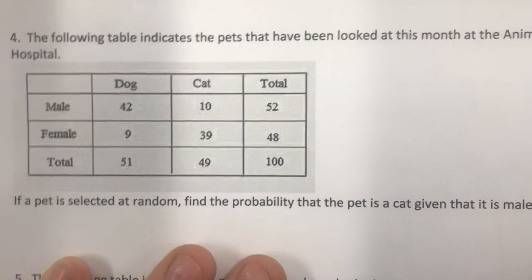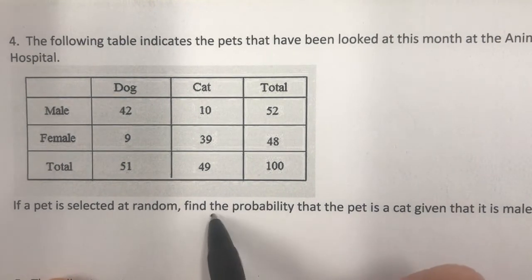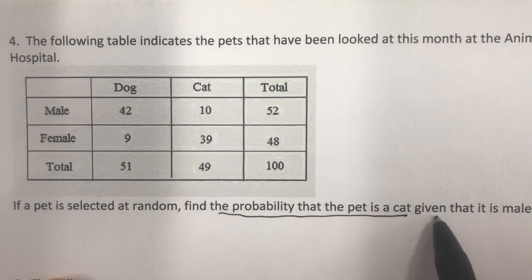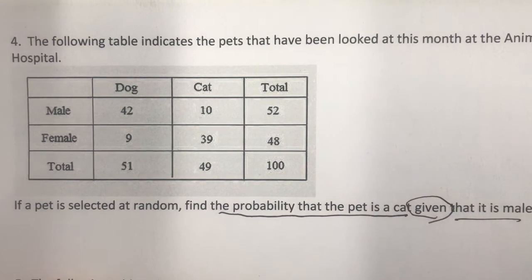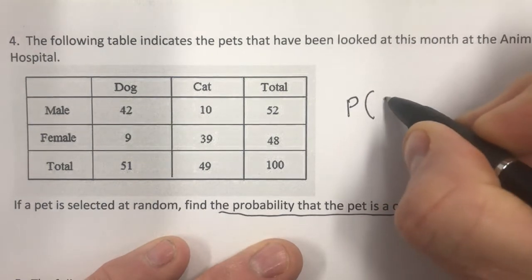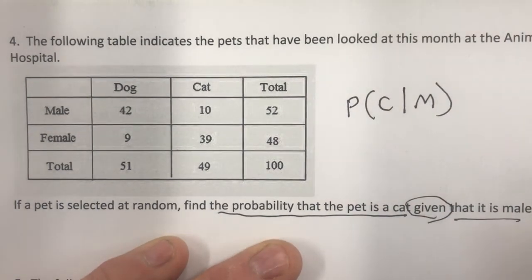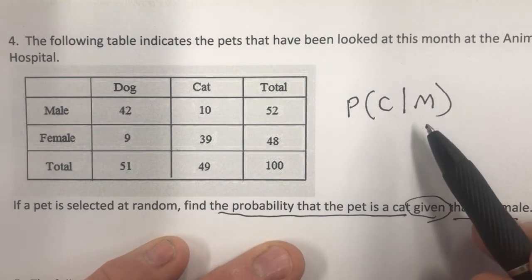Now here's a conditional one. If a pet is selected at random, find the probability that the pet is a cat given that it's male. So we want the probability that the pet is a cat given that it's male. This is what we're doing here.